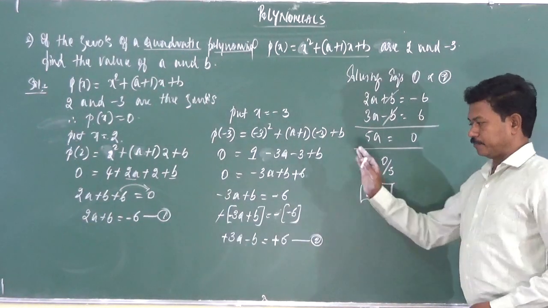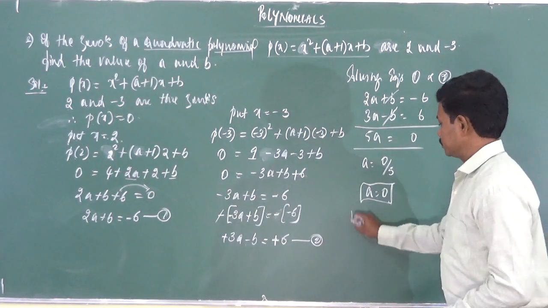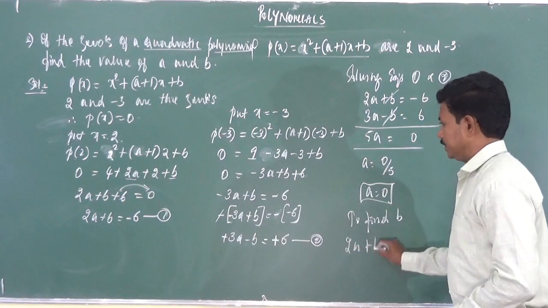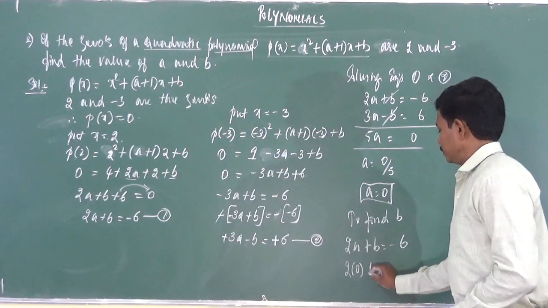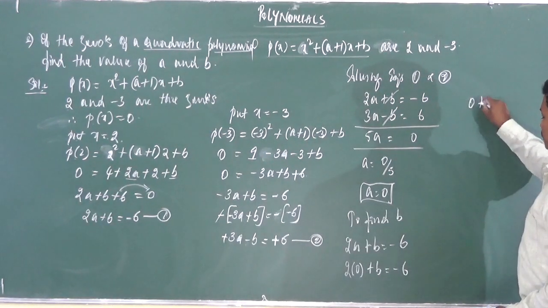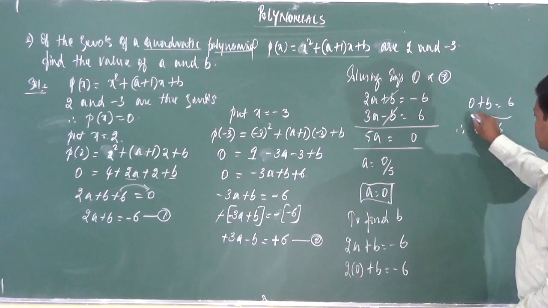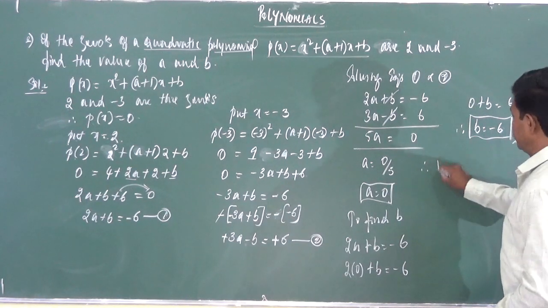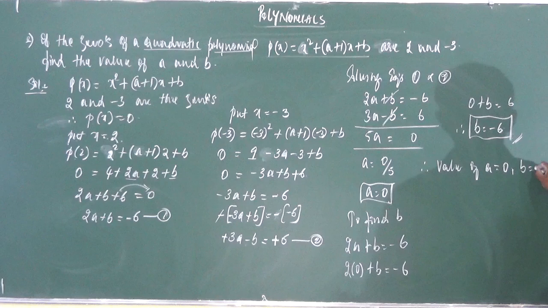So in order to find the value of b, we have to substitute the value of a in any one of the two equations. So to find b, 2a plus b is equal to minus 6, we will take it. So 2 into a is 0, plus b is equal to minus 6. 2 into 0 is 0, plus b is equal to minus 6. So therefore b is equal to minus 6. Okay, so this is the value of b. So therefore the value of a is equal to 0, b is equal to minus 6.